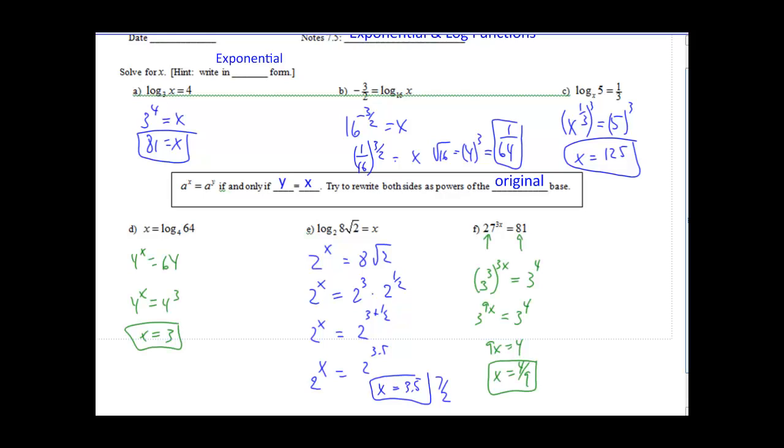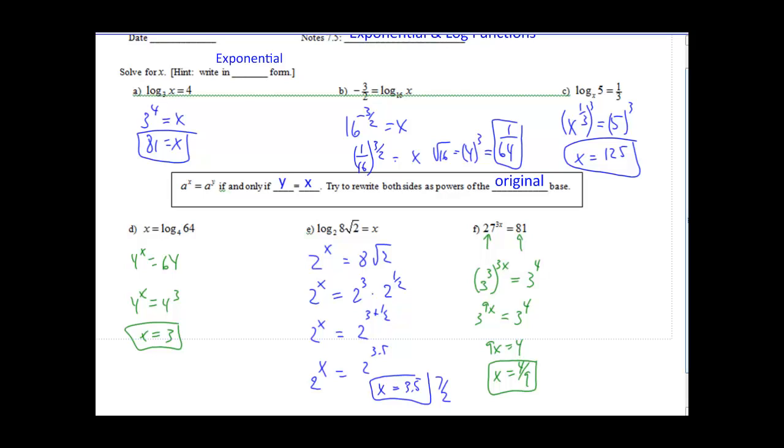Welcome back. If you notice D, we wrote 4 to the x power equals 64. 64 is a power of 4, so 4 to the x should equal 4 to the 3rd. Therefore, the bases are the same. x equals 3.